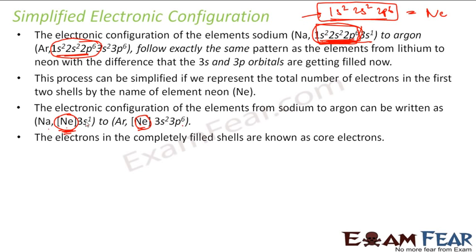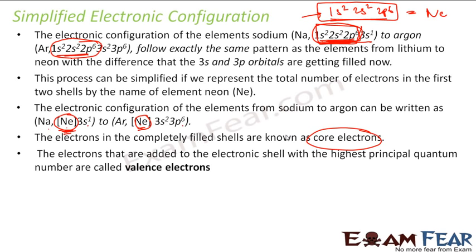Also, the electrons in the completely filled shells are called core electrons. And the electrons that are added to the shell with the highest principal quantum number are called valence electrons. That means the electrons in the outermost orbit are called valence electrons, and they are easy to pluck. If you give some ionization energy, they are the ones that come out first. So the electrons in the outermost shell of the atom are called valence electrons.